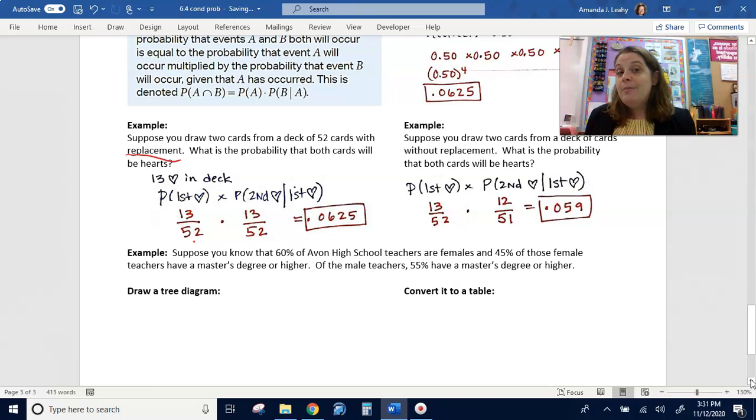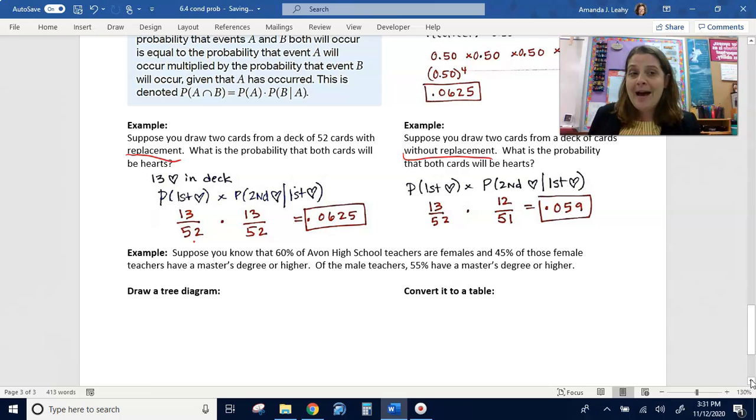Then times the probability that the second card is a heart, given that you know the first one is. The fact that we put it back means the deck hasn't changed. So the second time you draw the card, there's still a 13 out of 52 chance. In my calculator, 13 out of 52 times 13 out of 52 is 0.0625. Now, if you take your 2 cards again, but this time without replacement, the probability that the first card is a heart is still 13 out of 52.